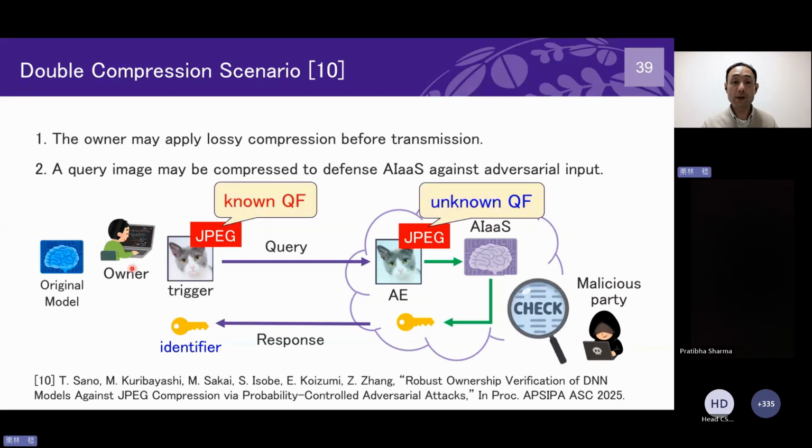In this case, the owner knows the quality factor of the JPEG compression at the owner side, but the quality factor of the JPEG compression at the cloud server side is unknown. So in this scenario, the owner tries to adjust the adversarial perturbation to make it robust against the double JPEG compression. For the first compression, the quality factor is known, but for the second, the quality factor is unknown.